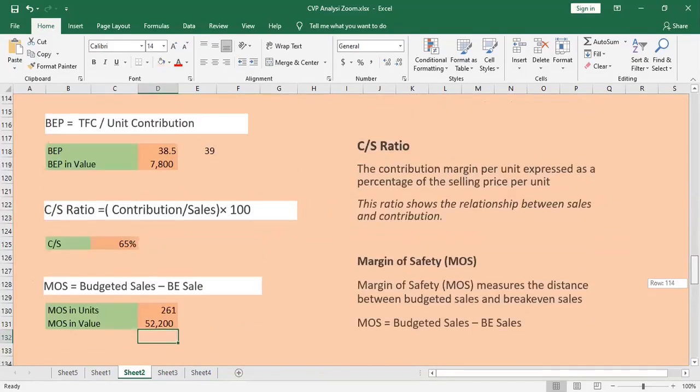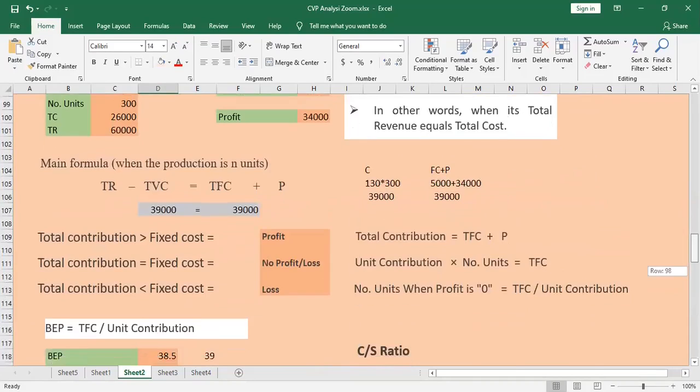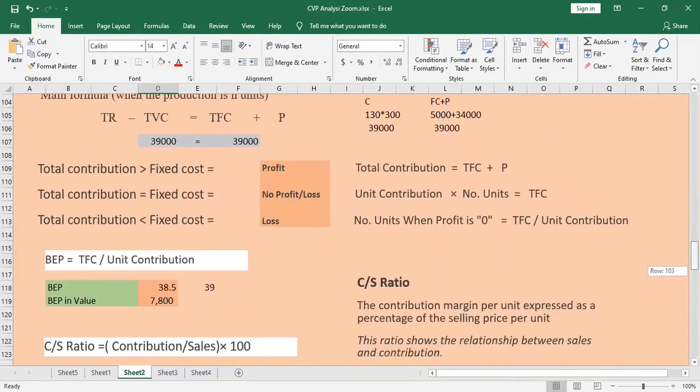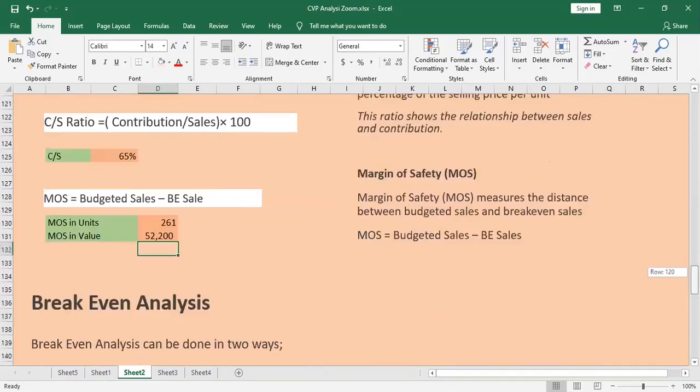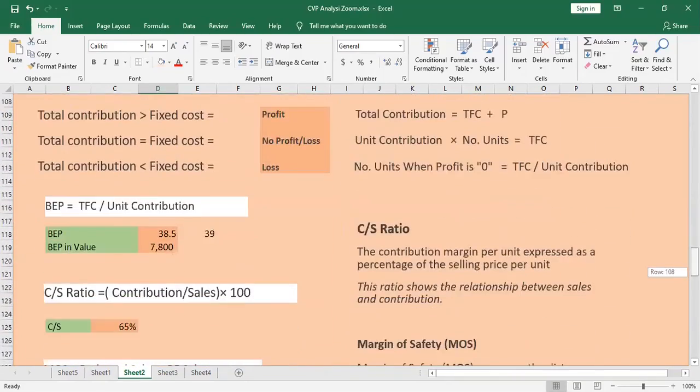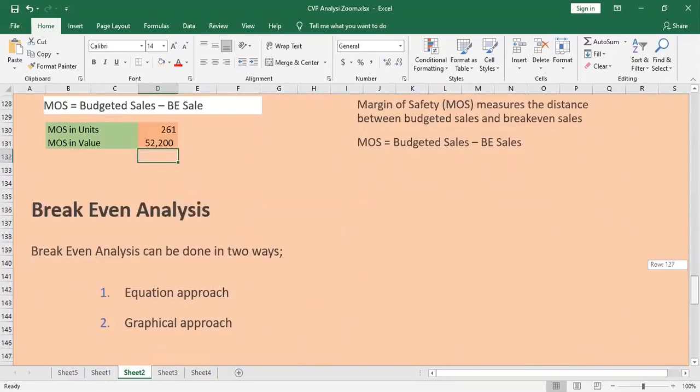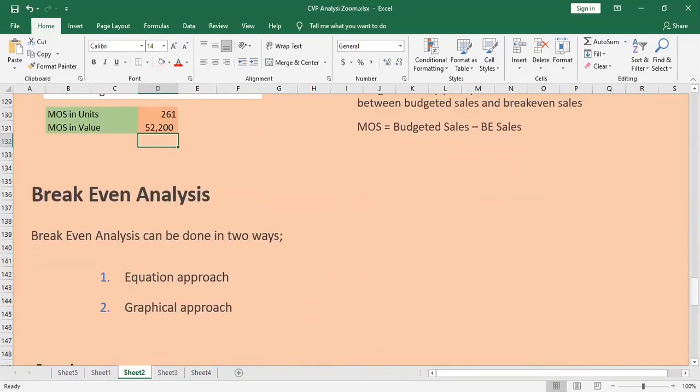So for the break-even, we already discussed the concepts and the calculation behind the break-even point analysis, and I am moving into two types of approaches that you can use to do the break-even analysis.